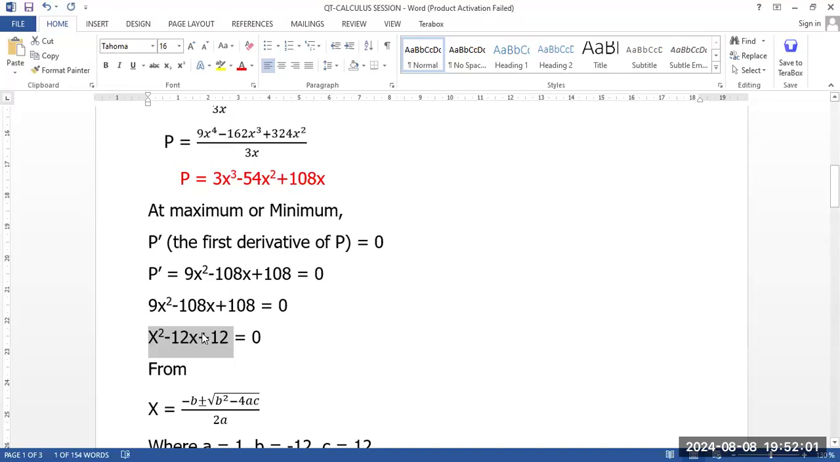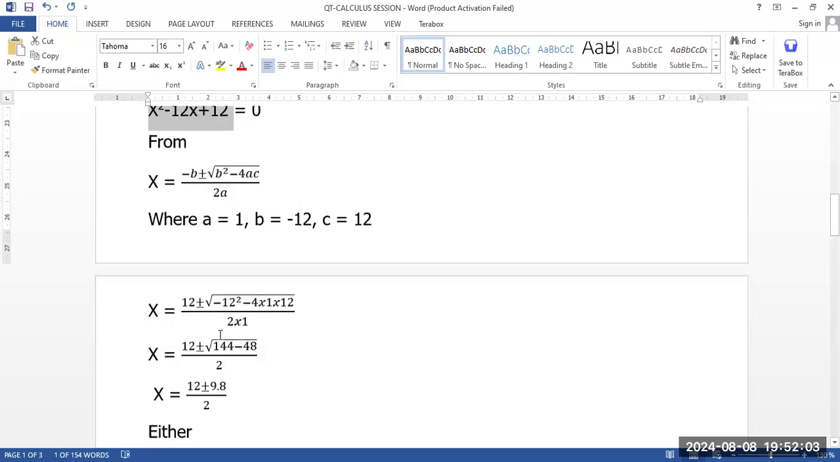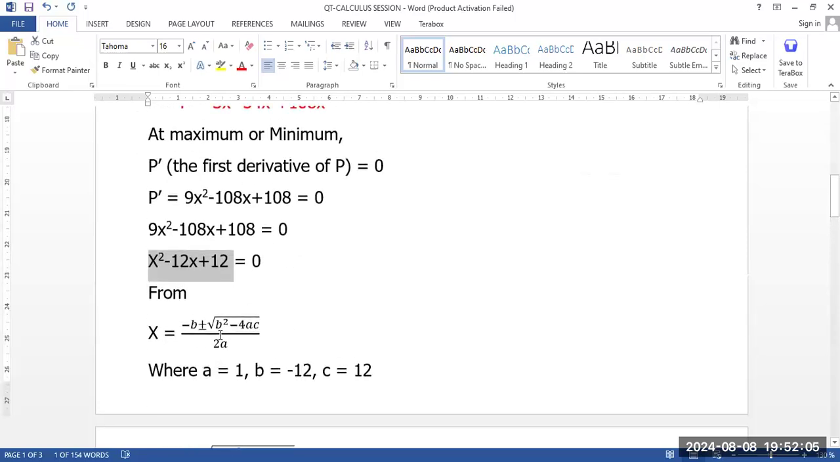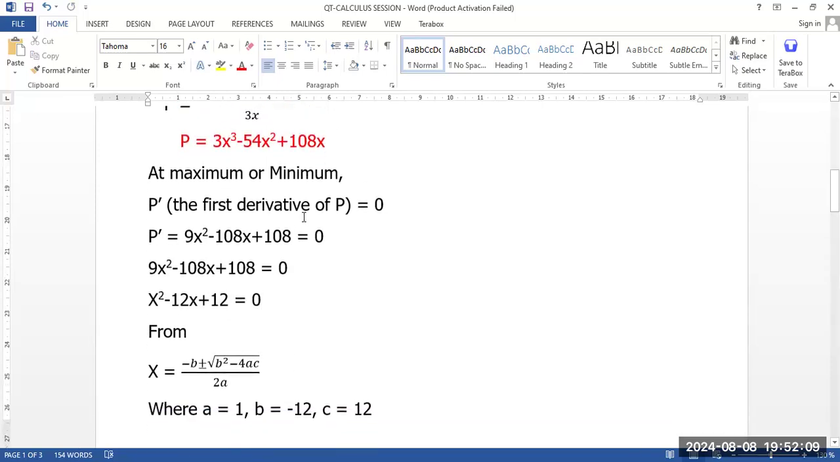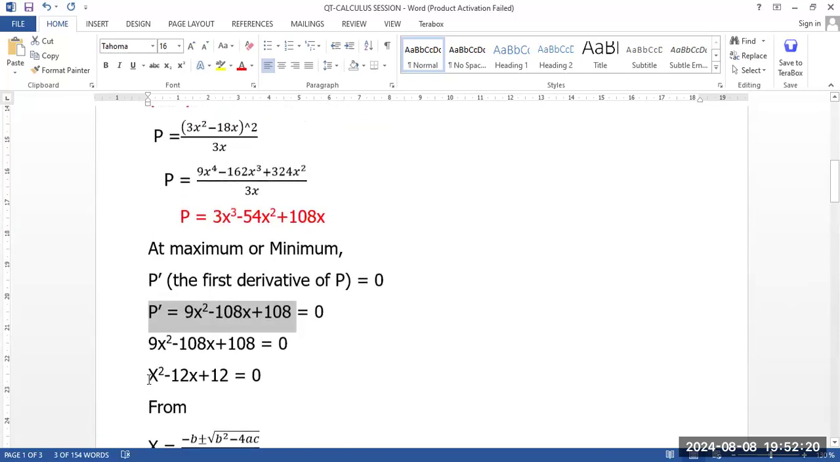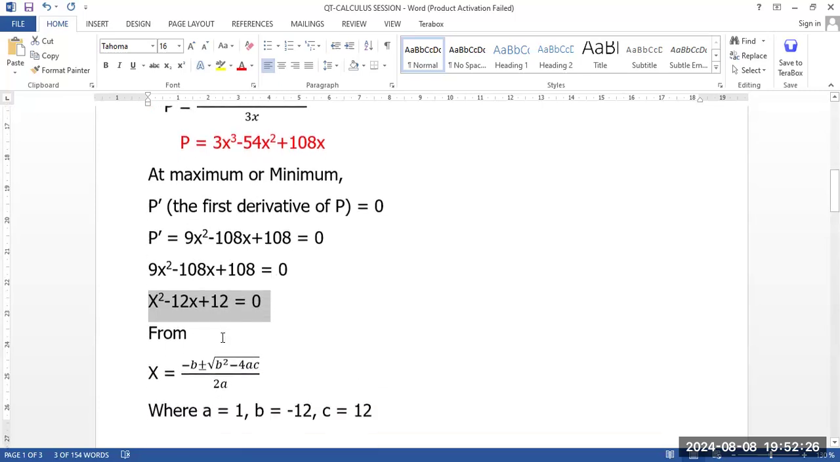Rather, our first derivative. This is our first derivative. Colleagues, always go with the original one. Don't go with this one. You may get wrong things.